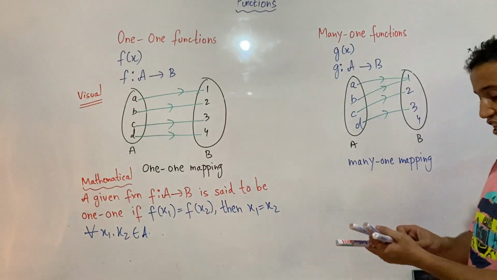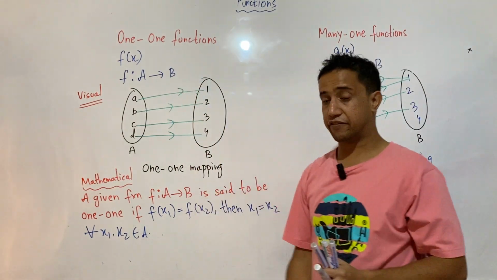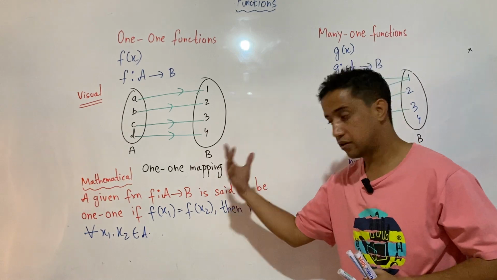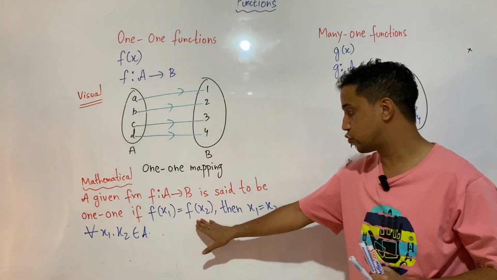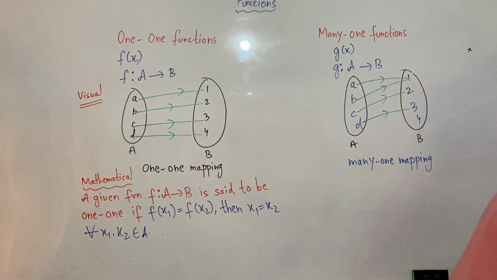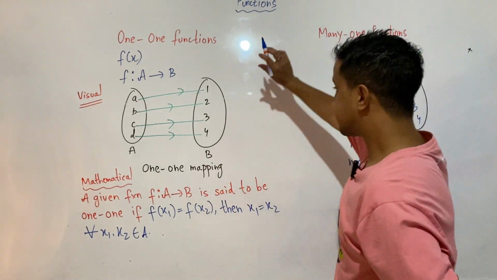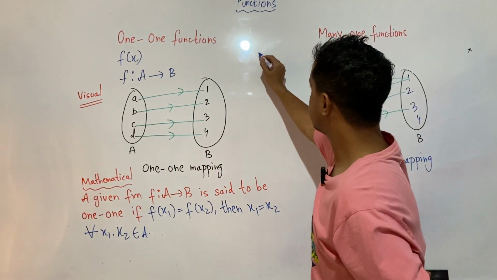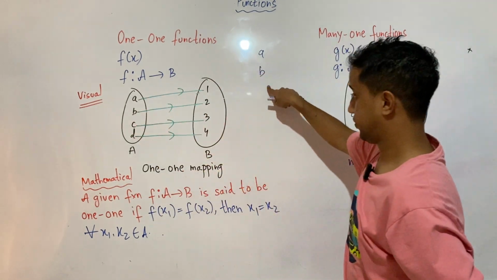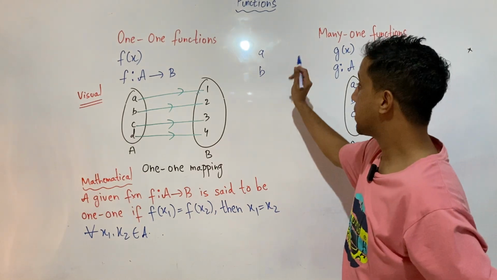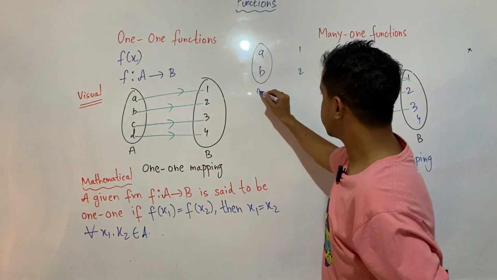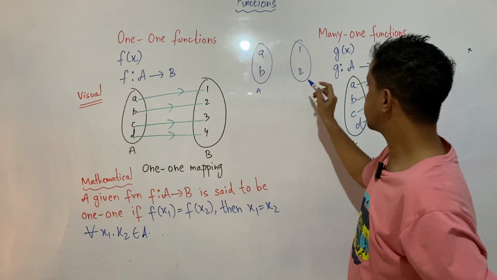it says that a given function is said to be a 1 1 function if f(x1) is equal to f(x2), then x1 is equal to x2. Now we'll try to understand this. Let's say that here I have elements a and b, which I'm taking from the domain, just trying to understand the things, and here I have 1 and 2. This is my set A and this is my codomain, which is B.